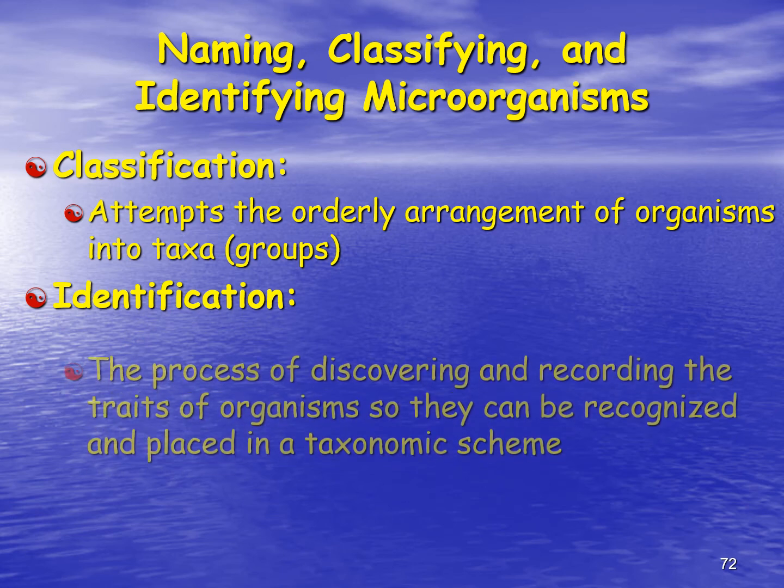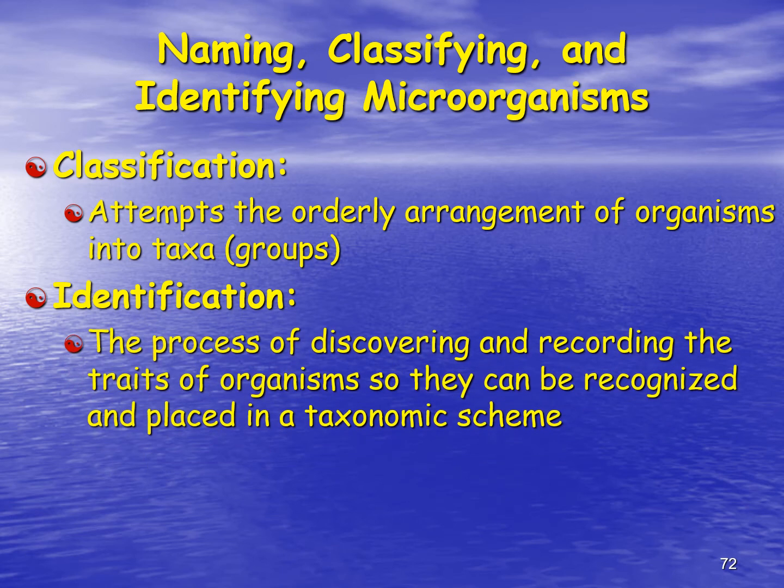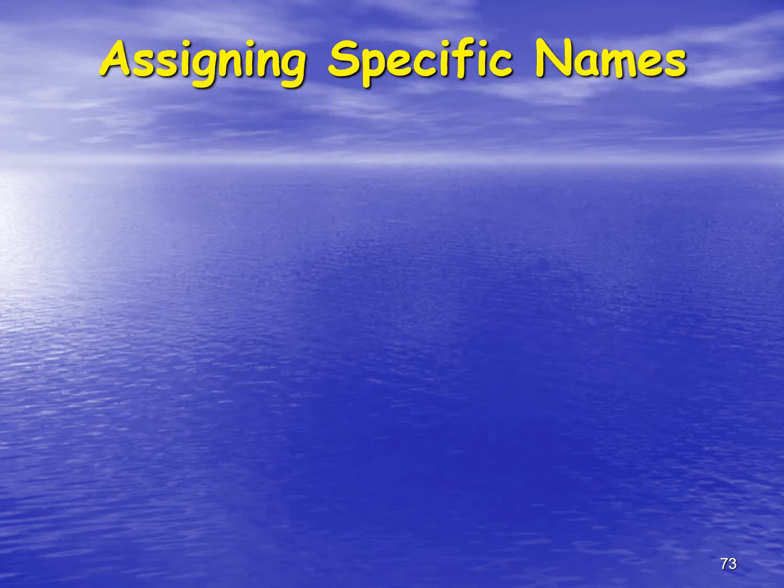So classification attempts the orderly arrangement of microorganisms into taxa or groups in how they are related to each other. The process of discovering and recording the traits of an organism so they can be recognized and placed into a taxonomic scheme. For example, if I have a patient that comes in with a disease, I want to identify the causative agent of that disease so that I can look at how to treat that disease. So by identifying it into a particular group, then I know that I can use whatever treatment would be working for this group.